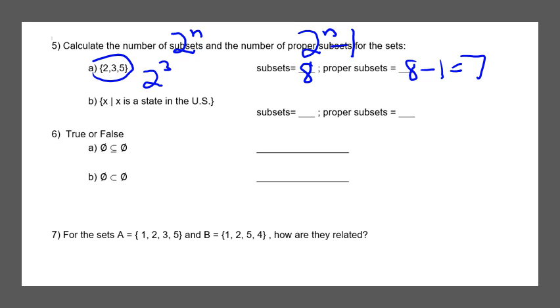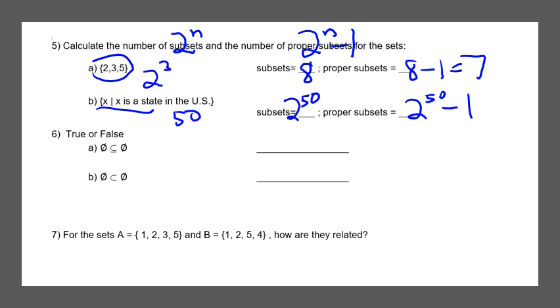For B, X is such that X is a state in the United States. Again, there are 50 elements in this set, so the number of subsets is 2 to the 50th. Well, that's a big number, so we're going to leave it like that. Proper subsets, 2 to the 50th minus 1. The one set that is not proper, and that is the set itself.